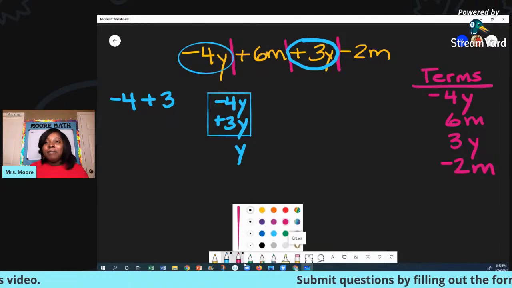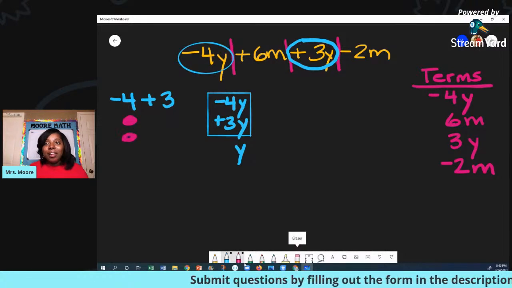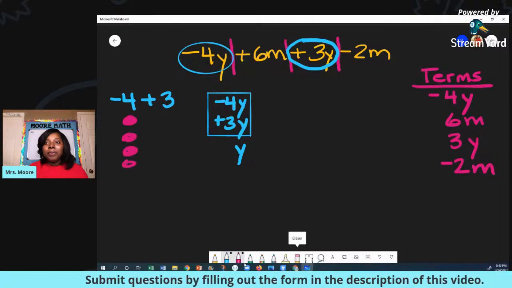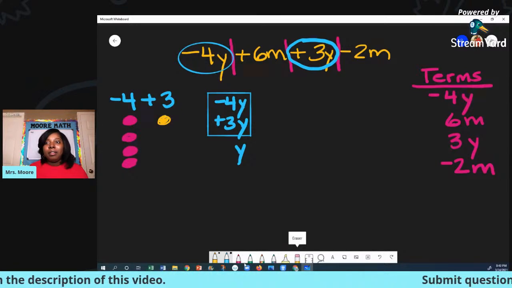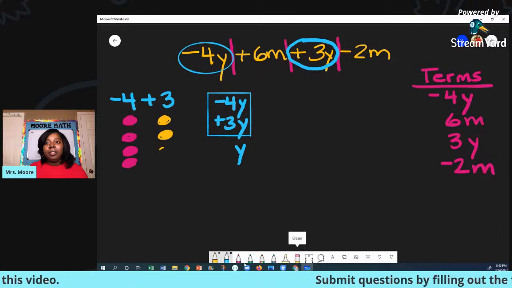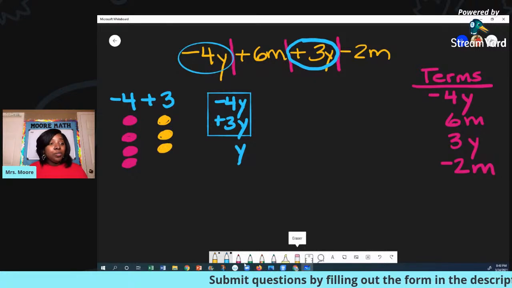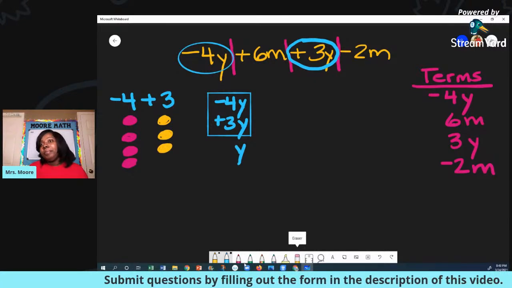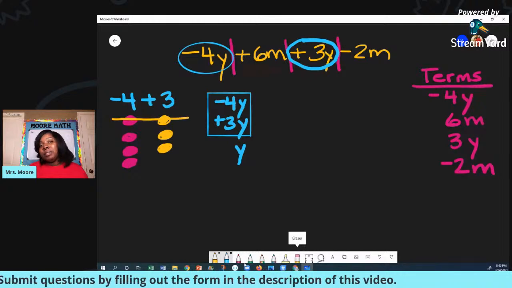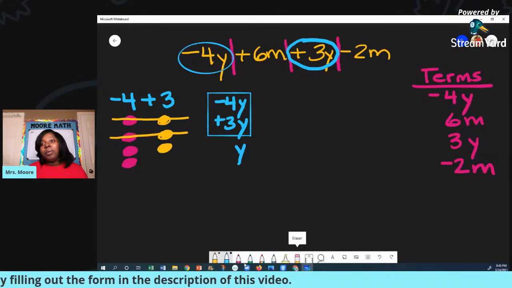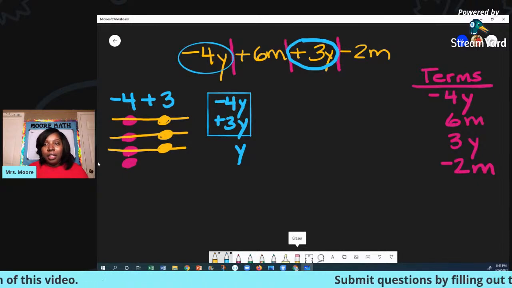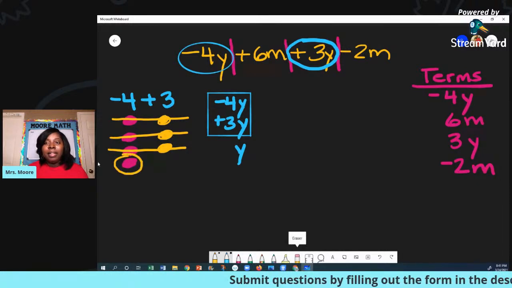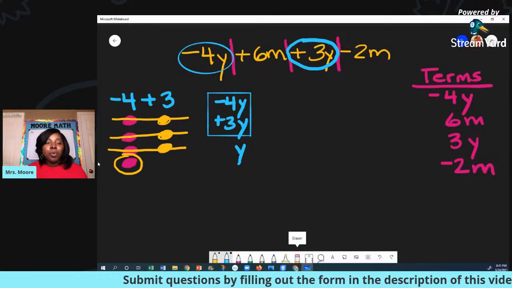All right, so you have 4 negative chips. Let's do that again. 1, 2, 3, 4. And you have 3 positive chips. 1, 2, and 3. All right, first things first, we cross off our 0 pair. My negative and positive chips cancel each other out. 1, 2, and 3. Okay? And I'm left with a -1.